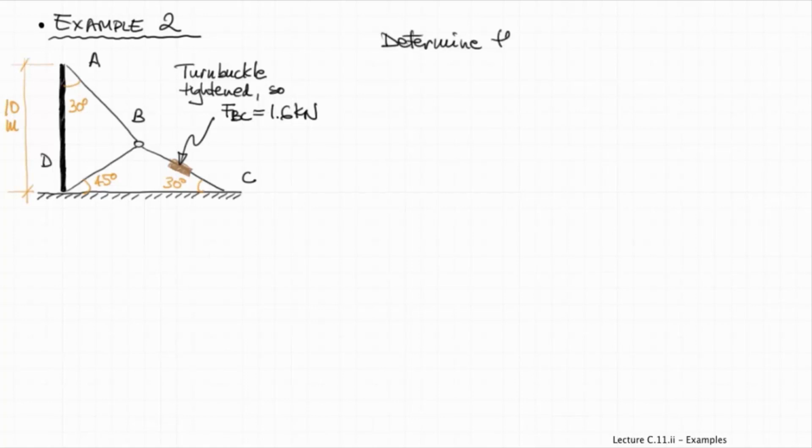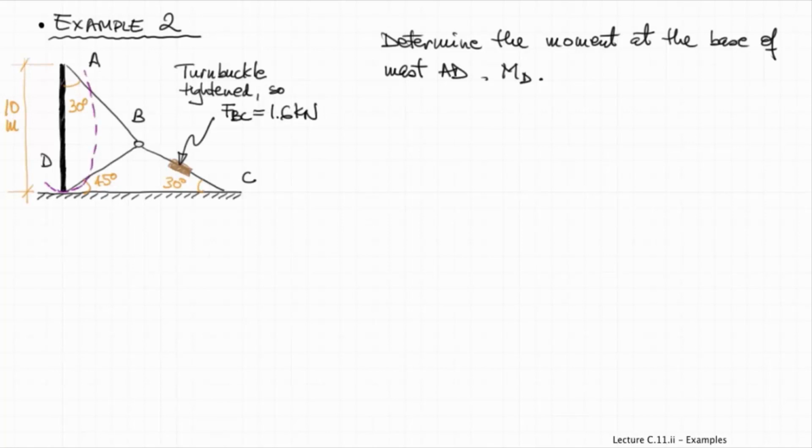The question asks to determine the moment at the base of the mast AD. So let's call that moment MD, so the moment at D. In order to solve for MD, let's see what we need to look at here. Of course, we have to cut at D because we need to find that moment internally at D. And in order to remove the pole from the system, we also have to cut cable AB and cable DB.